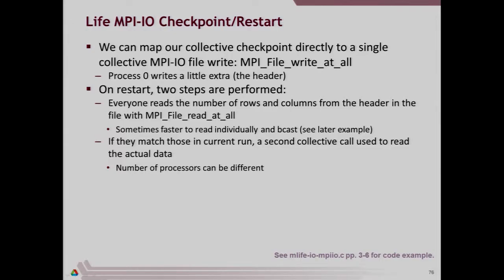Assuming that the processes read that data in and things match up, they're going to use a second collective call to read their regions of data. And it's worth mentioning that because we're storing in this canonical format, it really doesn't matter how many processes wrote the data originally with respect to the restart. You can start with a different number.